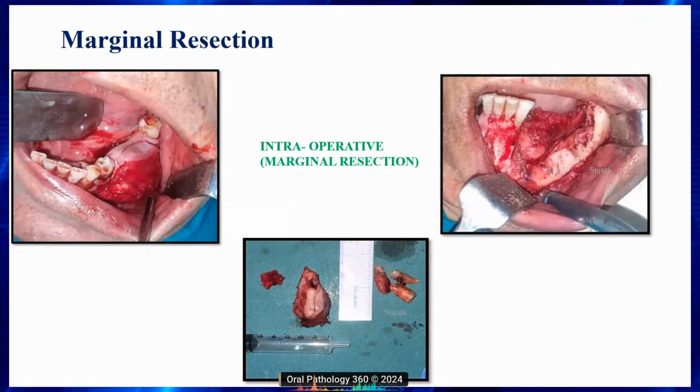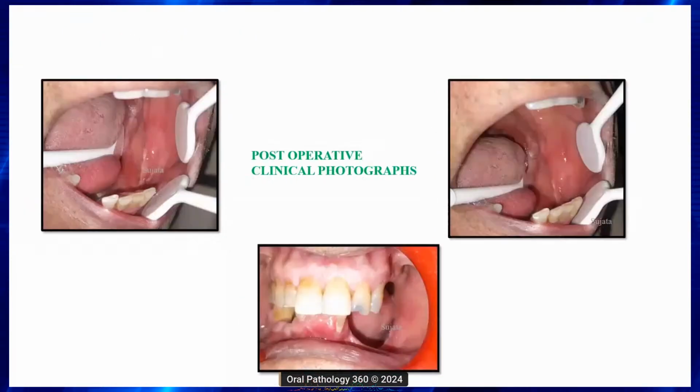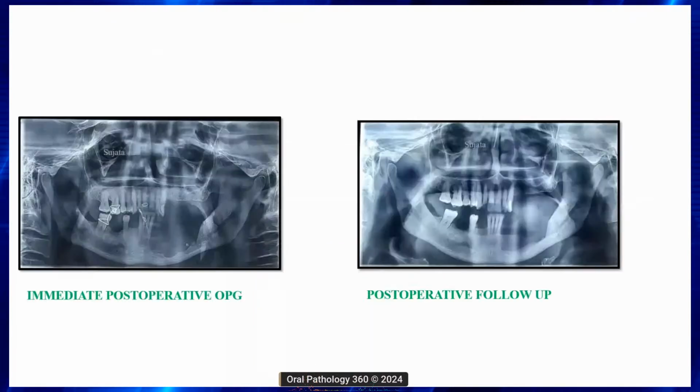So it was treated with marginal resection because more than 1 centimeter of healthy bone was present at the lower border of the mandible. So we preserved it, and we did a marginal resection of the lesion involving the teeth, and the buccal mucosa was also excised along with the lesion, as you can find in the third diagram. These photographs show the clinical healing, and a very good amount of lower border of the mandible at the 5-year follow-up. You can see that.